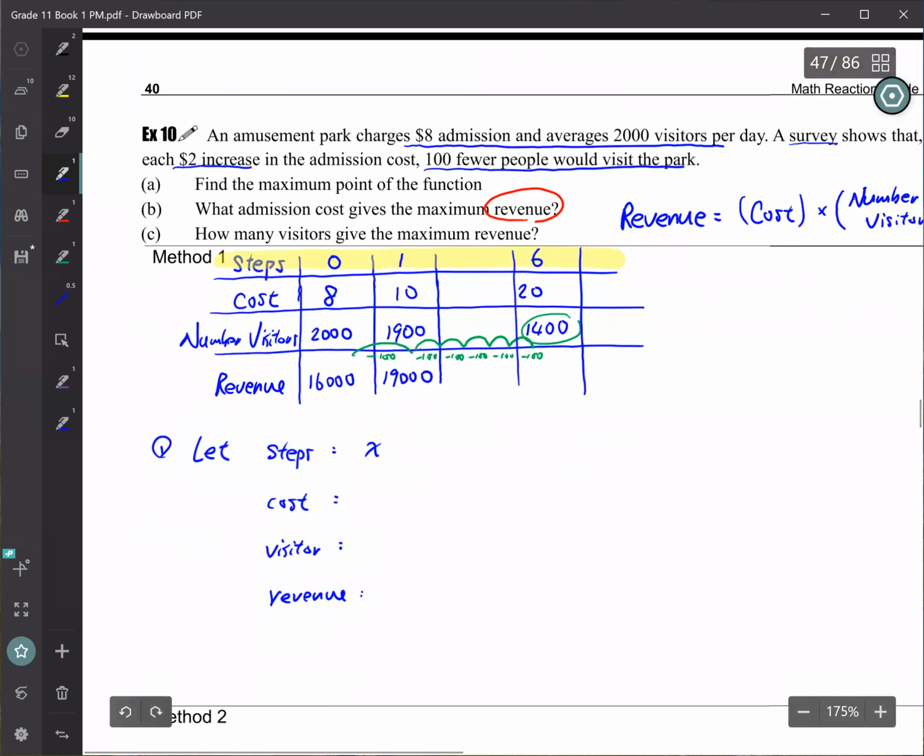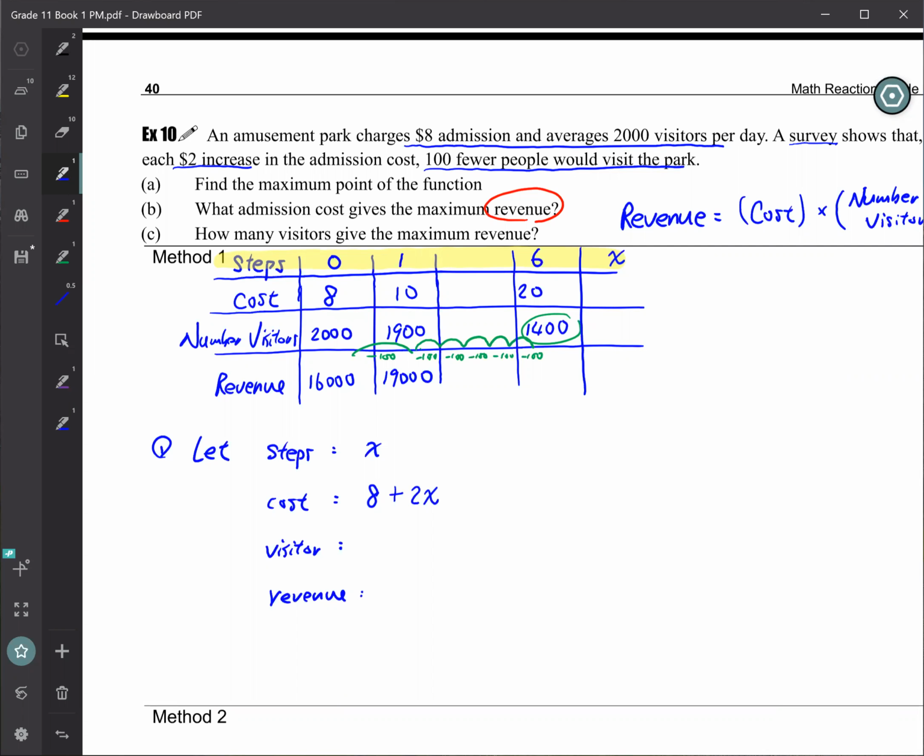So for example, the cost. The number of steps is X. For the cost, you will start with the $8 and then increase, right? Every time you increase, it means you add. Each time you increase by a multiple of 2: add a 2, add a 4, add another 2, add another 2. So it'll be 2 times the number of steps. Any questions so far? Can you raise your hand if you understand up to here?